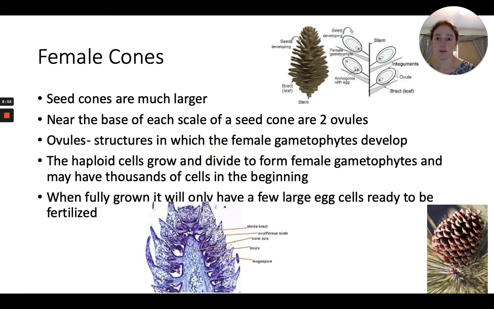The female cones, these seed cones are much larger, so if you were thinking of a pine cone, they're all going to be females. Near the base of each scale of the seed are two ovules. The ovules, these are structures in which the female gametophytes develop, and the haploid cells are going to grow and divide to form female gametophytes, and they may have thousands of cells in the beginning. When fully grown, it's only going to have a few large egg cells ready to be fertilized.